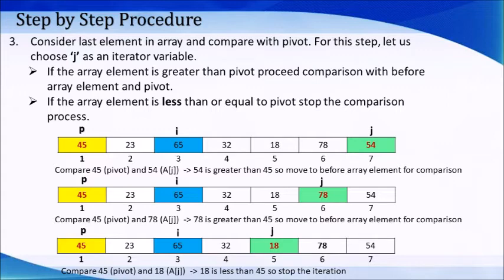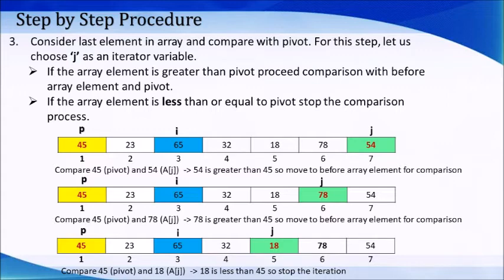If the array element is less than or equal to the pivot, you need to stop the iteration. So now you can see in the example, I am taking the j iterator initially pointing to the last element of the array, that is 54. Now I am comparing the pivot with a of j, that is 54 and 45. 54 is greater than 45, so j should be moved to the previous element of the array.